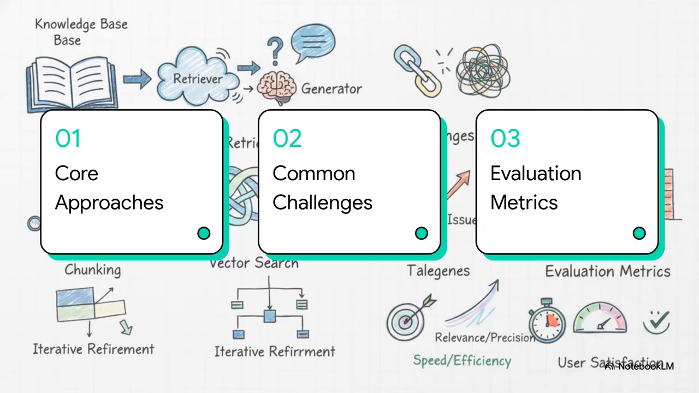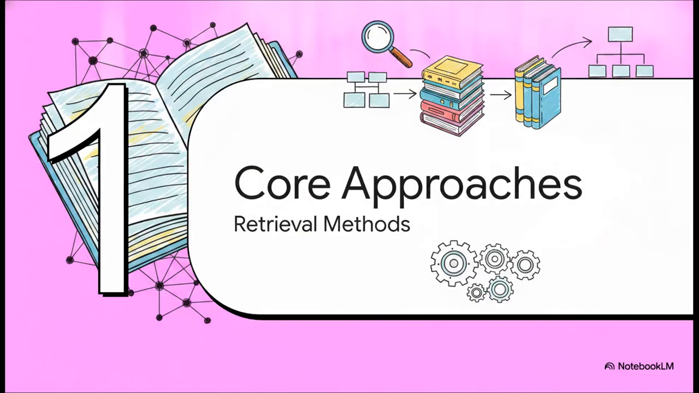We've got three main sections to tackle. First, we'll look at the core approaches. Second, we'll dive into the common challenges. And finally, Section 3, evaluation metrics. All right, let's get right into it with Section 1, the core approaches. How does a RAG system actually pull the exact right books from our metaphorical library?